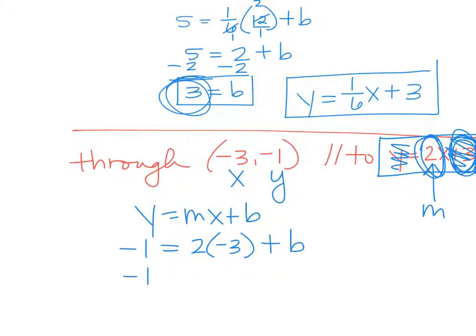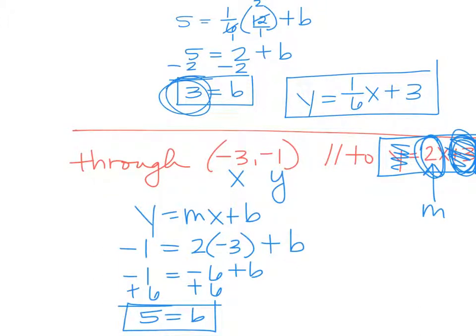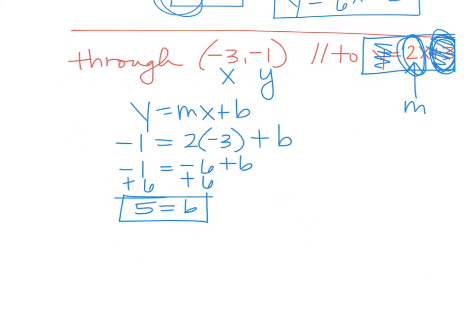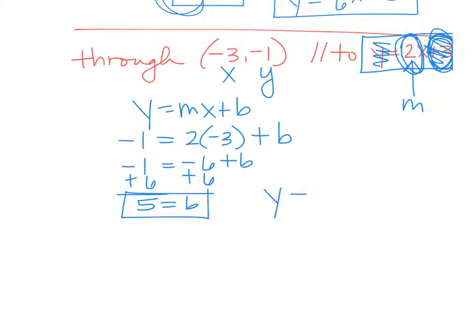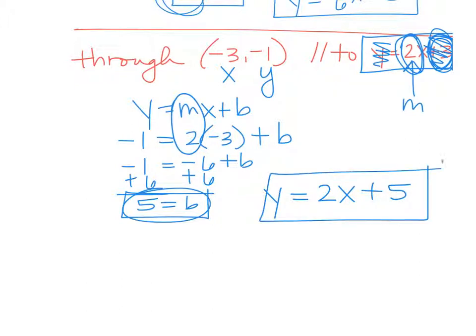And then we simplify that. -1 equals -6 plus b, and then you're going to add the 6. So you get 5 for your b value. So what is your slope-intercept form going to look like? If we're doing y equals mx plus b, y equals, what's my m? The 2, right? So we're going to put 2 times x and then plus our 5. That will be your answer. Okay? Okay. So that's parallel lines.